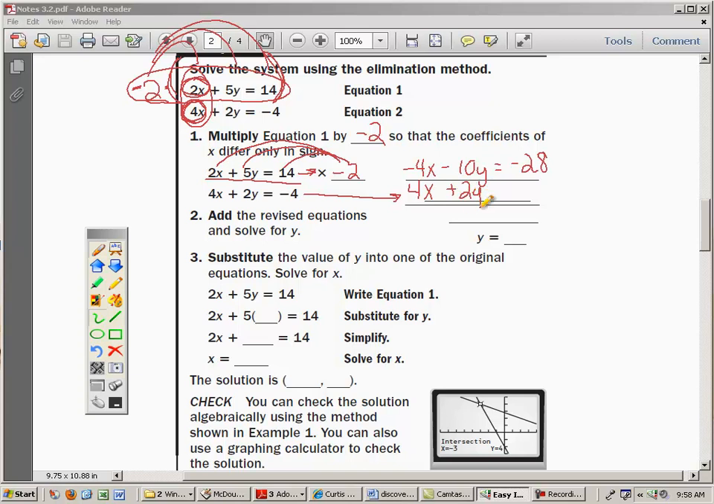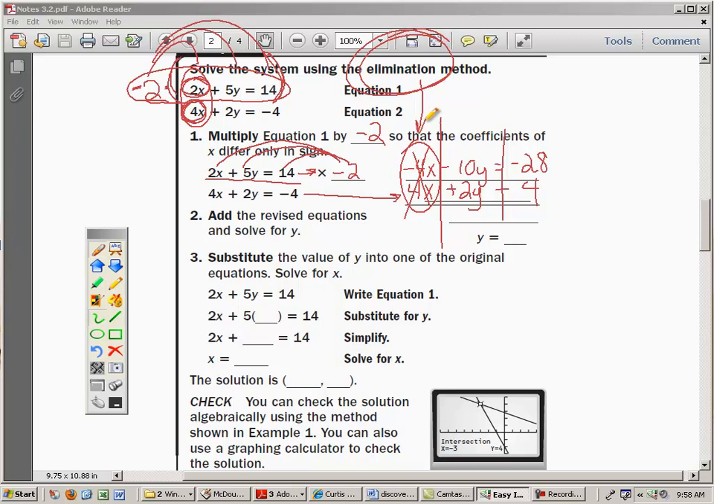because already you can see that these x's will match. So I have the same number of x's in both problems, but they're different signs, which is perfect. Now if I just add down the columns, what's negative 4x and positive 4x? Well, conveniently, those cancel out. And that's what we wanted. We wanted to eliminate one of the variables, which we've done.